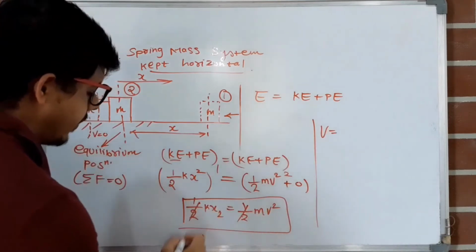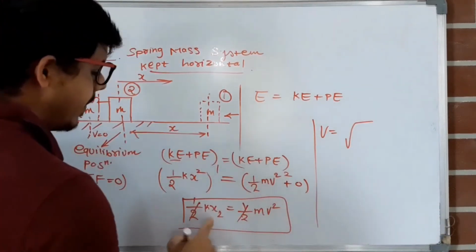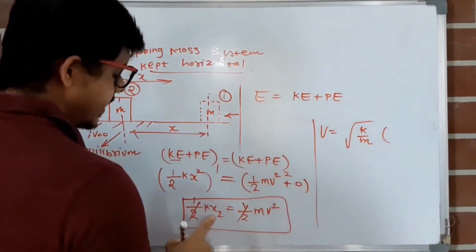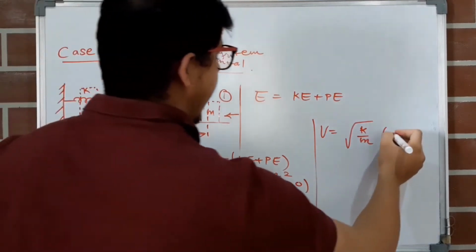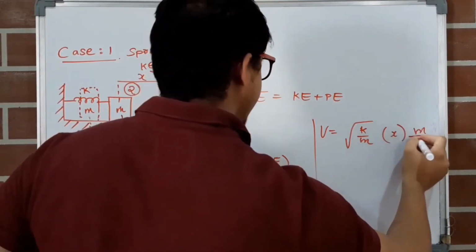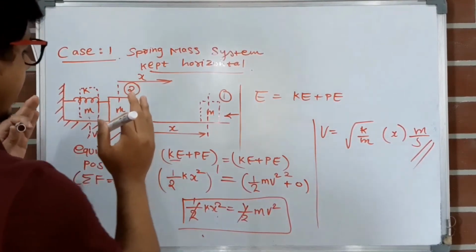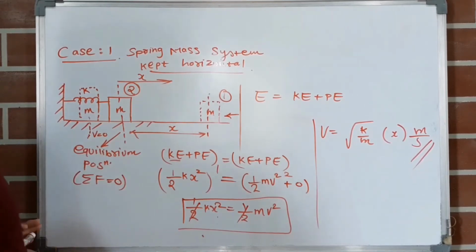So this half and this half get cancelled, so we will get V equals under root of K by M into this half kx square will be there, into x. So this is meter per second. Okay, so I hope you got this whole concept for horizontal case. Now we will see for the vertical case.